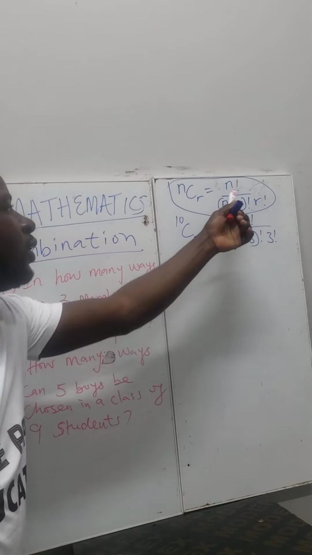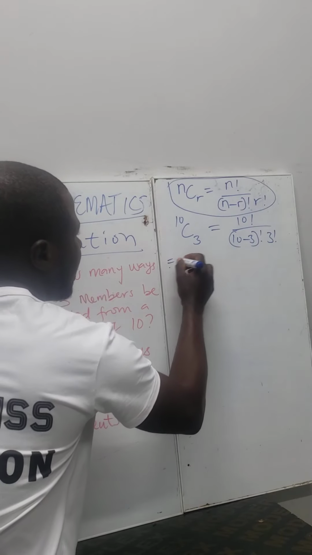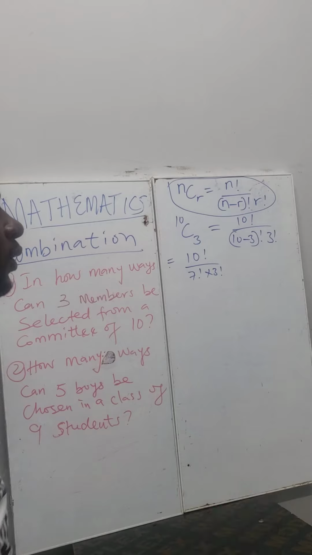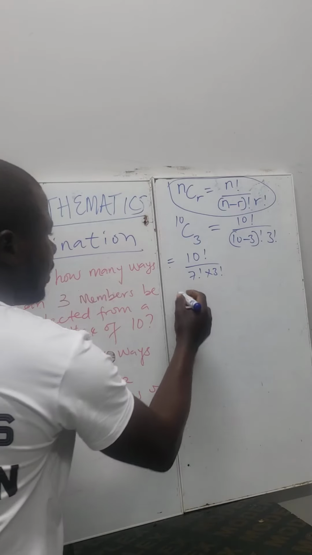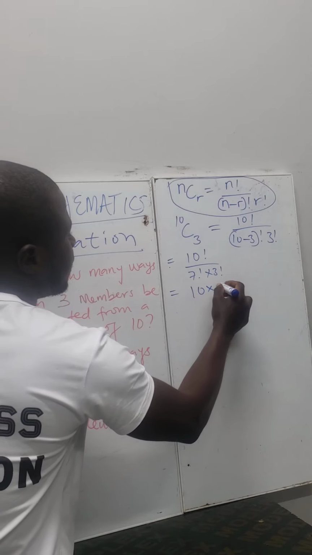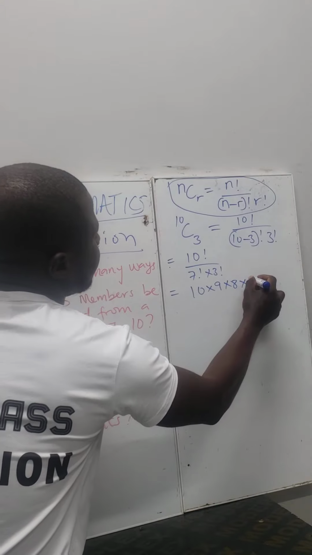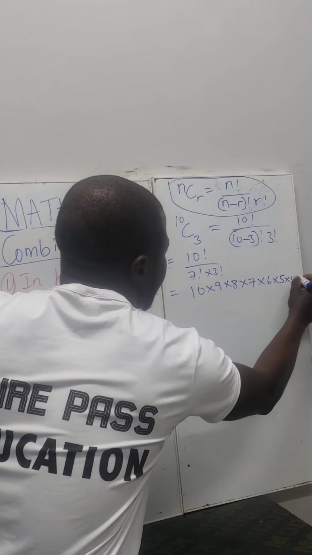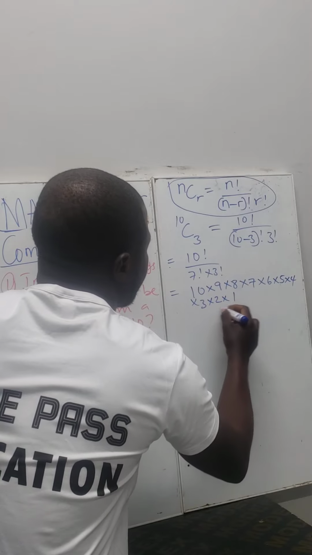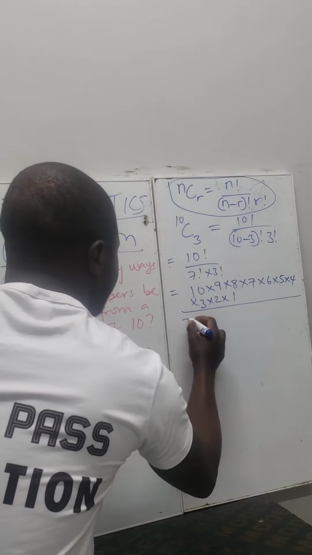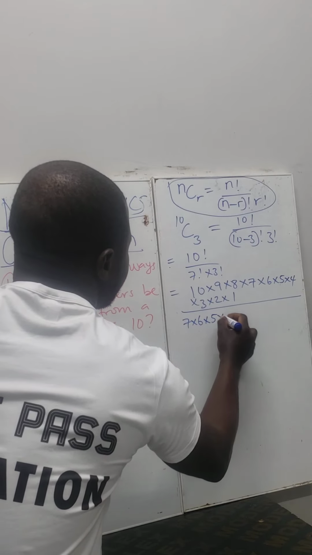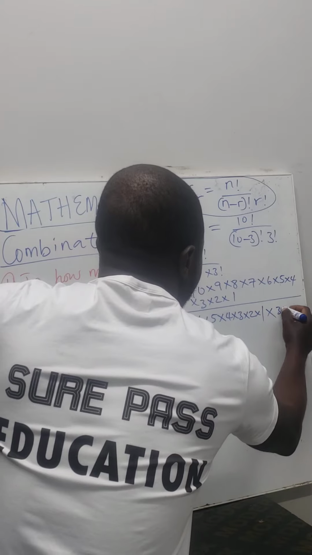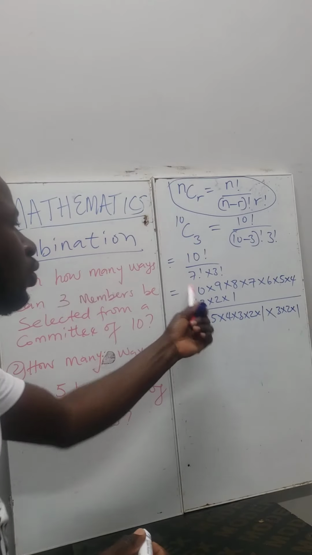By the time we substitute what we have into the formula, we have 10 factorial divided by 10 minus 3, which is 7 factorial, then times 3 factorial. Do you get it now? Then you can just go on and say 10 times 9 times 8 times 7 times 6 times 5 times 4 times 3 times 2 times 1 divided by 7 factorial, that is 7 times 6 times 5 times 4 times 3 times 2 times 1, times 3 factorial, which is 3 times 2 times 1. This is how you are going to break it down.